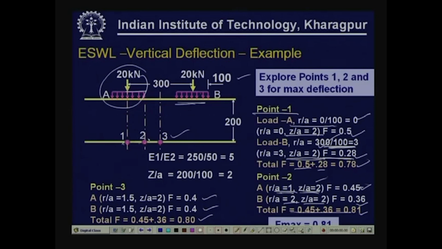So, out of the 3 locations that were explored to identify where the maximum deflection is going to be on the interface, you can see point 2 gives a deflection factor of 0.81. Possibly there could have been another point, if you can explore it further, which would have been slightly larger than this 0.81 value. Anyway, assuming that this is the location where maximum deflection is going to be, we will find out the corresponding equivalent single wheel load to produce similar deflection at that location.